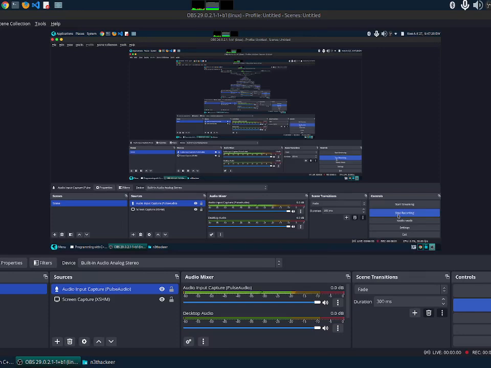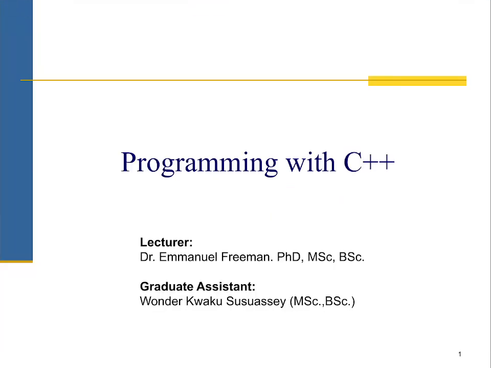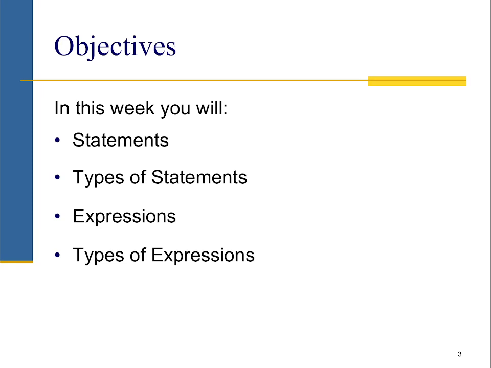So today we are going to talk about C++, and I want us to look at a few things. Alright, we are going to talk about expressions and statements, and our objectives in this slide are to learn about statements, types of statements, expressions, and types of expressions.